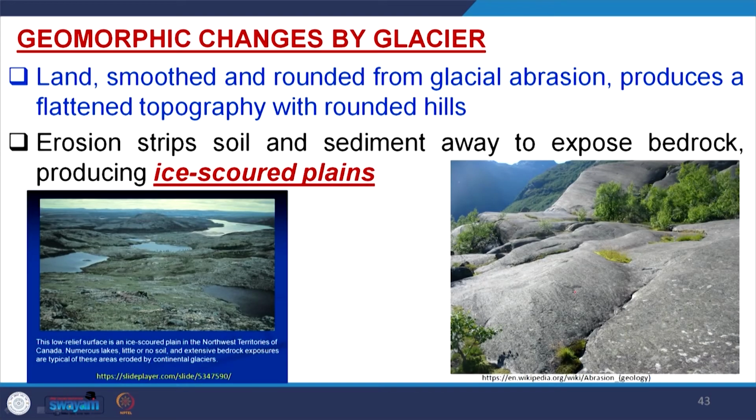Then the geomorphic changes created by glaciers. The land smoothed and rounded by glacial abrasion produces a flattened topography with rounded hills. Here, we have rounded hills with flattened topography. Similarly, you have smooth hills and a flattened topography. Erosion strips soil and sediments away to expose bedrock, producing ice-scoured plains. These are the ice-scoured plains, these are scorings, and you can see the direction of the linear strips.